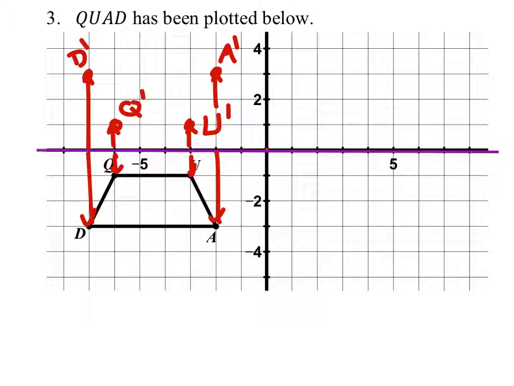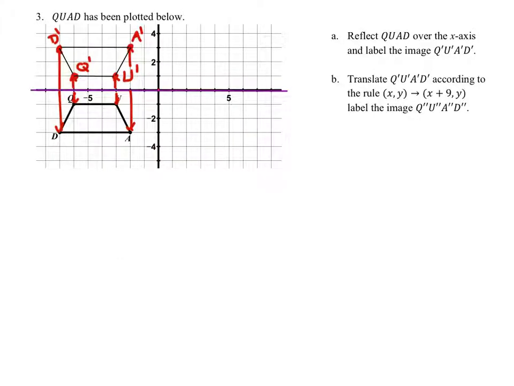And we'll connect those. And there it is, a nice reflected quad over the x-axis. Now it wants us to translate quad prime according to the rule (x, y) goes to (x plus 9, y). And we'll label this quad double prime.